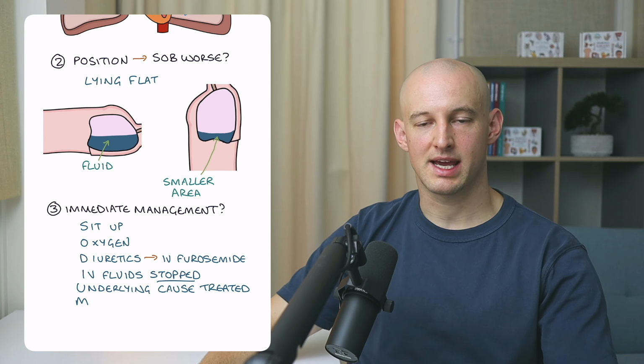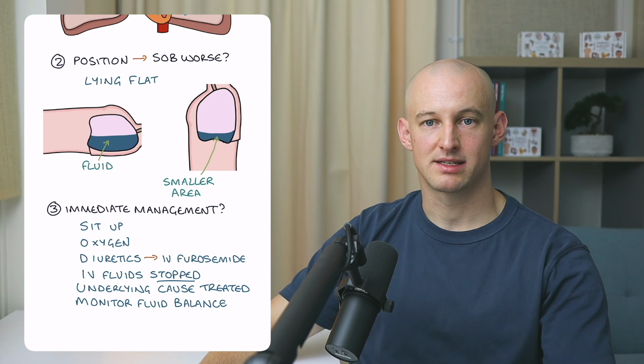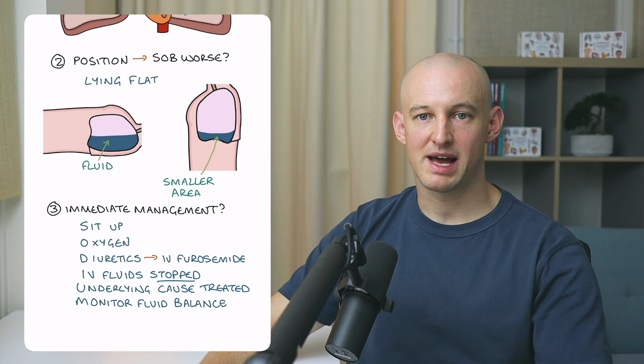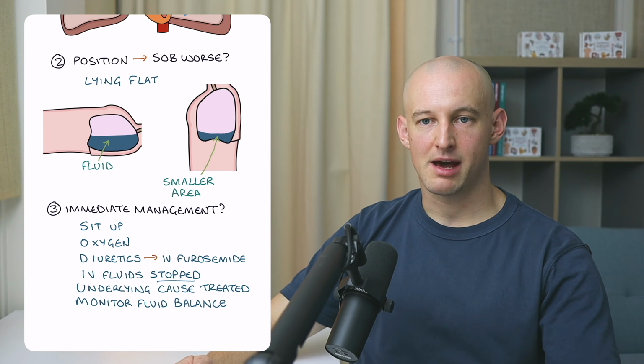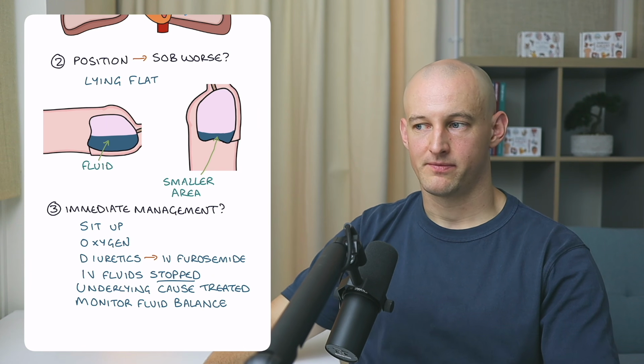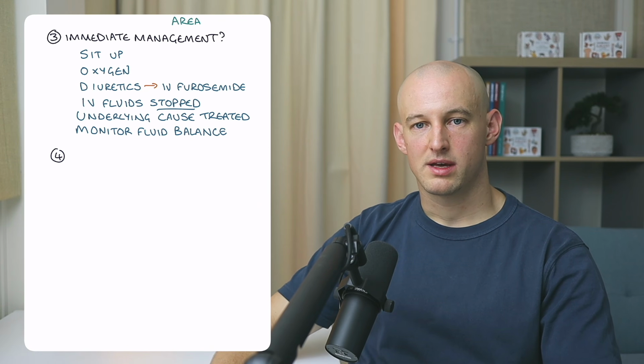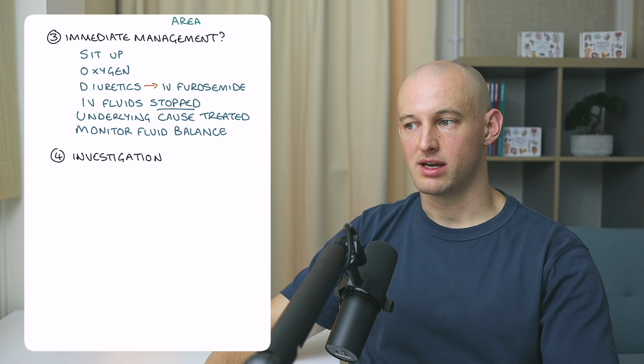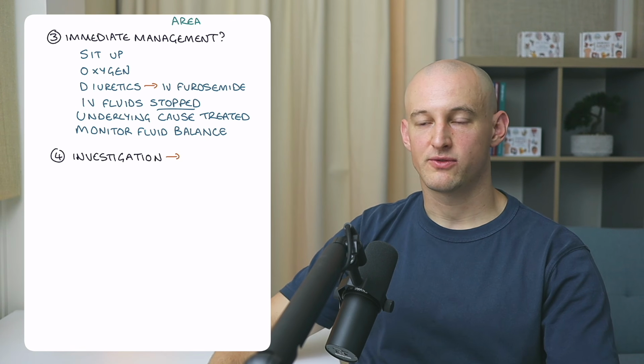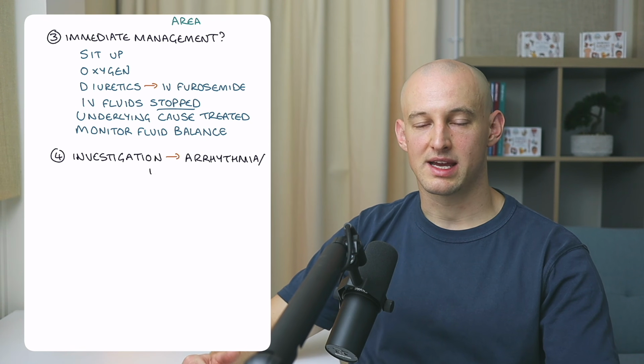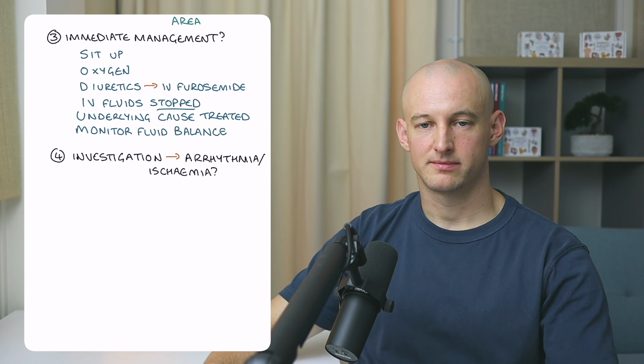And the final one is monitor fluid balance. So put the patient on a fluid balance chart so you can monitor how much fluid is going in and out. Question 4 is what investigation would be used to assess for arrhythmias or ischemia to the heart?